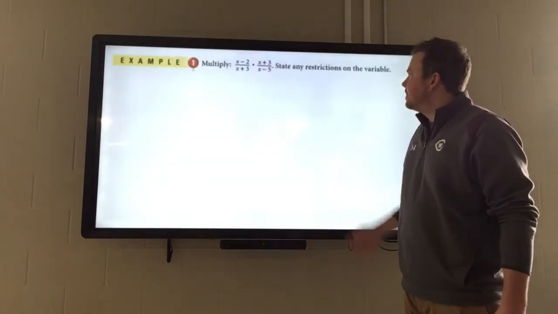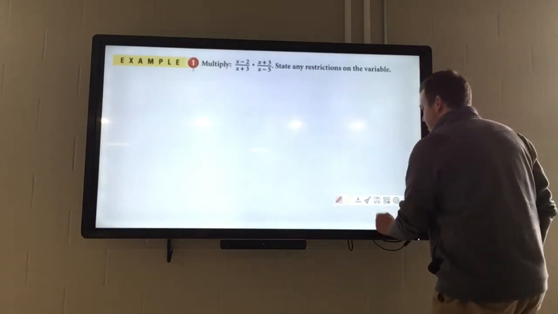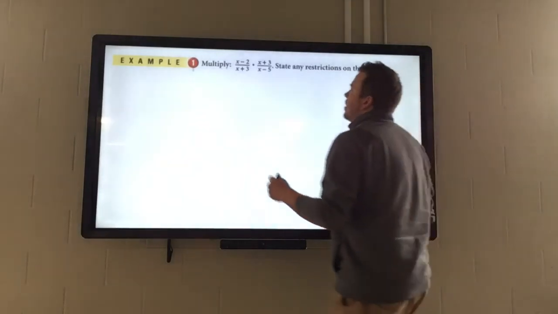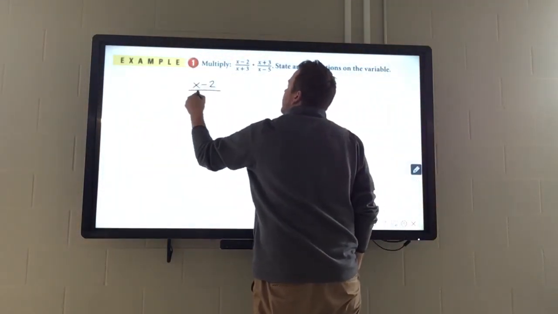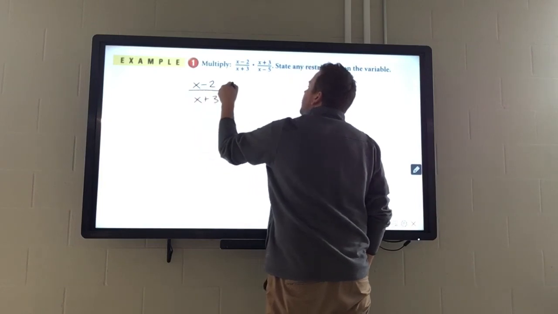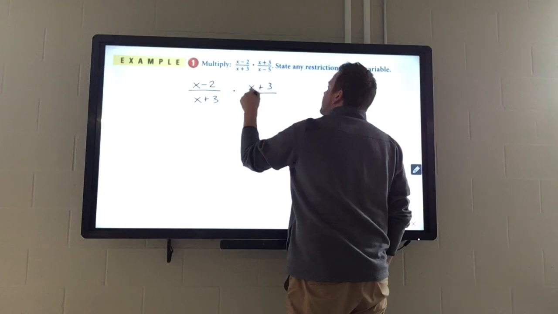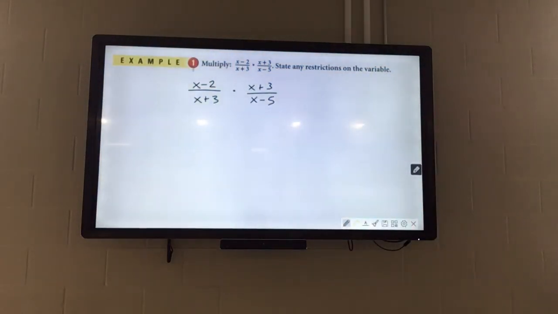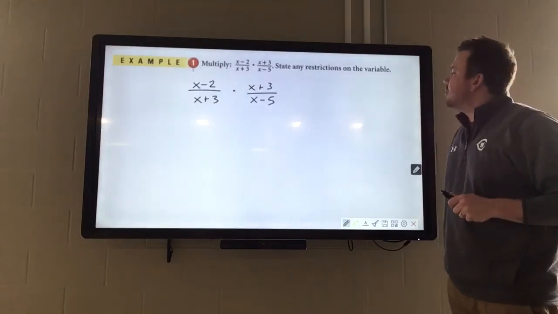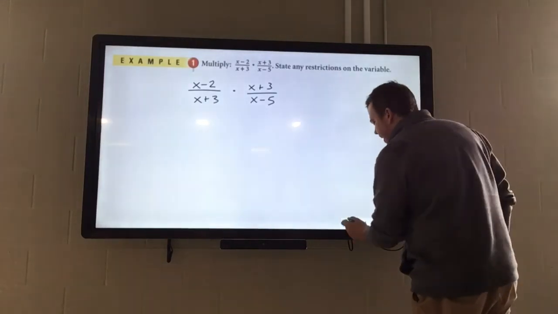get started. Example 1, we are going to multiply. The two rational expressions we have are x minus 2 over x plus 3, and we're going to multiply that by x plus 3 over x minus 5. Okay? So we're going to multiply those, and we also need to state the restrictions on the variable. Let's start with that. The restrictions on the variable.